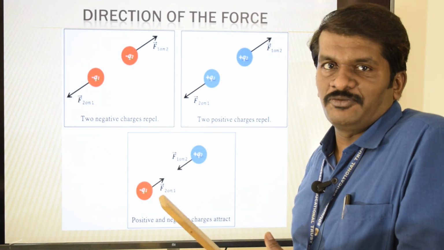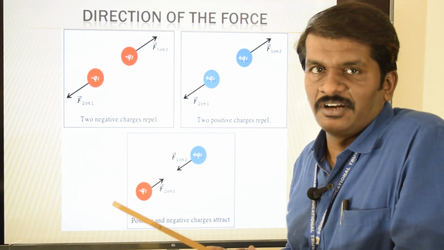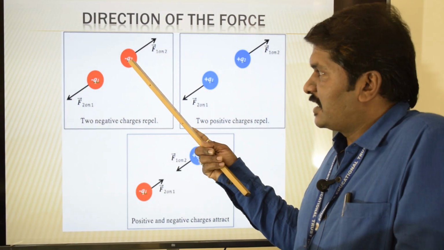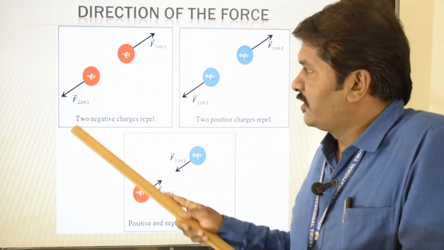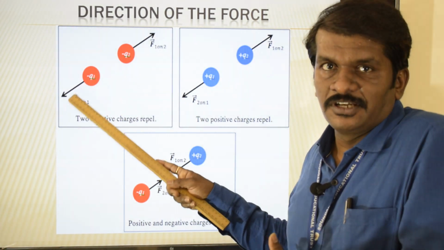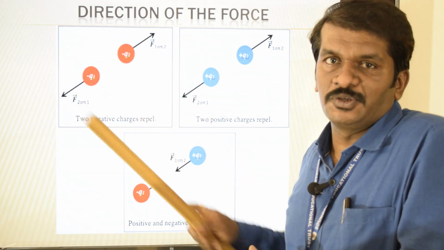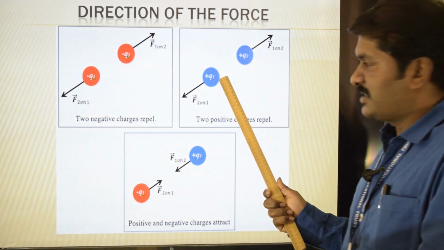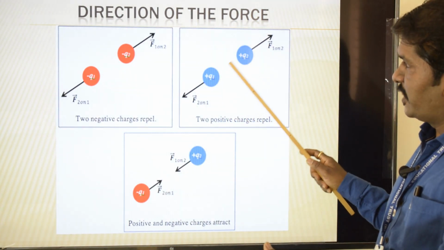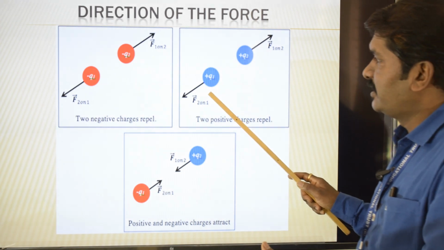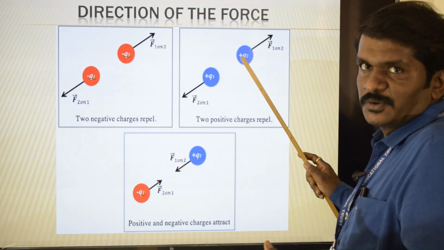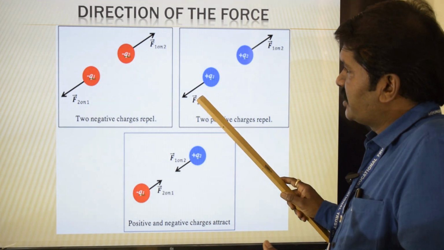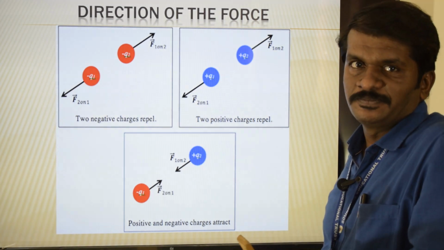According to Newton's third law of motion, for every action there is an equal and opposite reaction. This charge exerts the same force, but in the opposite direction. Therefore, F21 is the force exerted by Q2 on Q1. Similarly, in this case, these two are positive charges, so they repel each other. Therefore, F12 is the force exerted by Q1 on Q2, and F21 is the force exerted by Q2 on Q1.